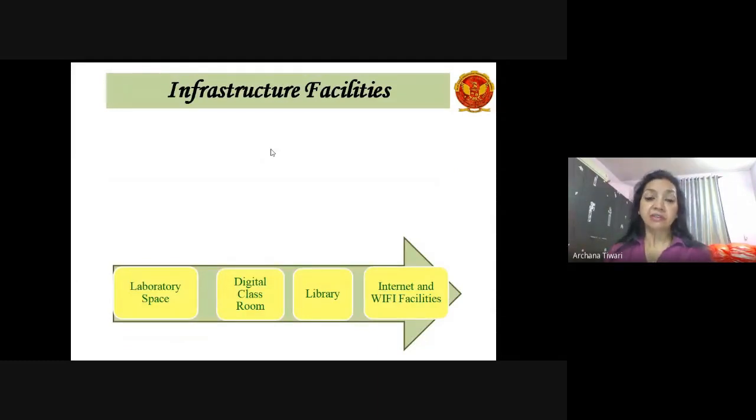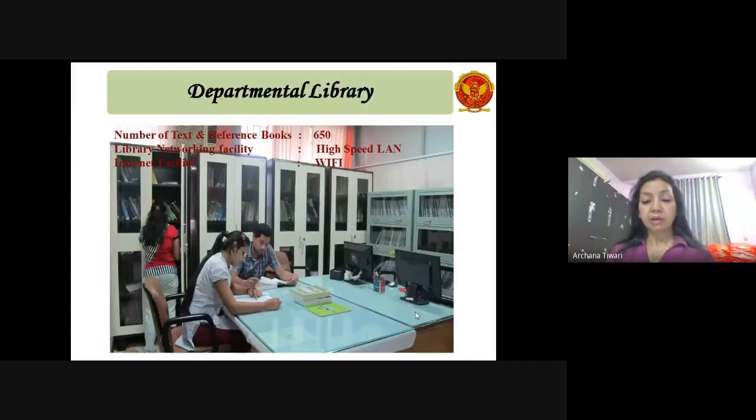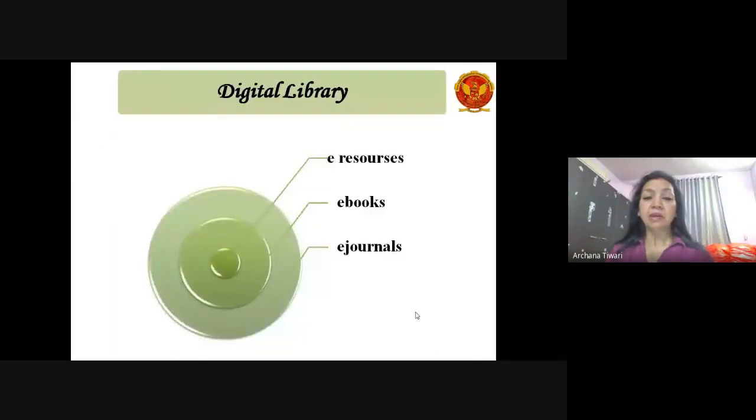Infrastructure facilities: we have laboratory space, digital classrooms, library, internet and Wi-Fi facilities. That is the library, departmental, along with the central and digital library also. Glimpses of the departmental library. The digital library has e-resources, e-books, and e-journals.